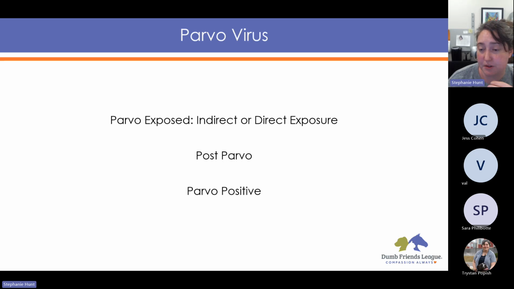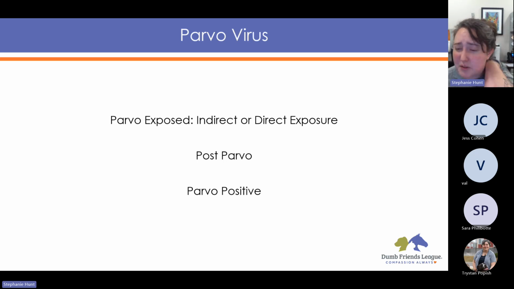You're going to see terms associated with parvo. Similar to ringworm, you're going to see parvo exposed, and it's going to be direct exposure or indirect exposure. Same as ringworm, direct exposure means that they have a litter mate or a house mate that tested positive, so they had direct interactions with that positive animal.